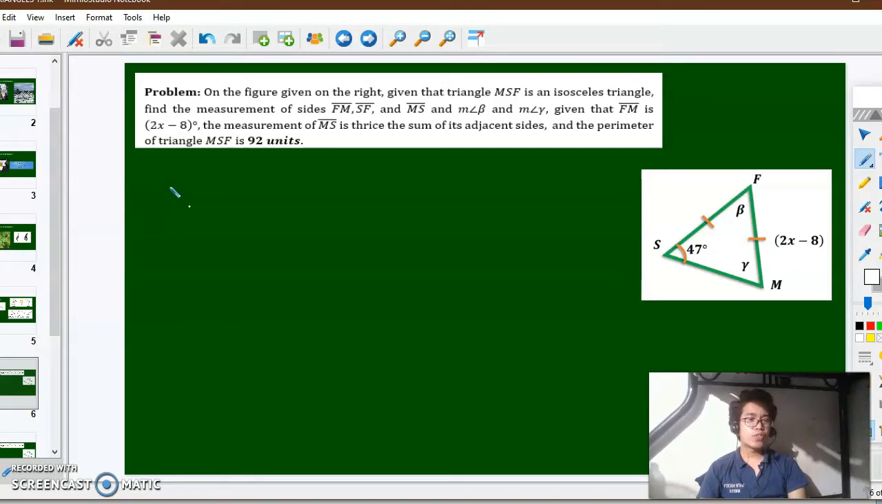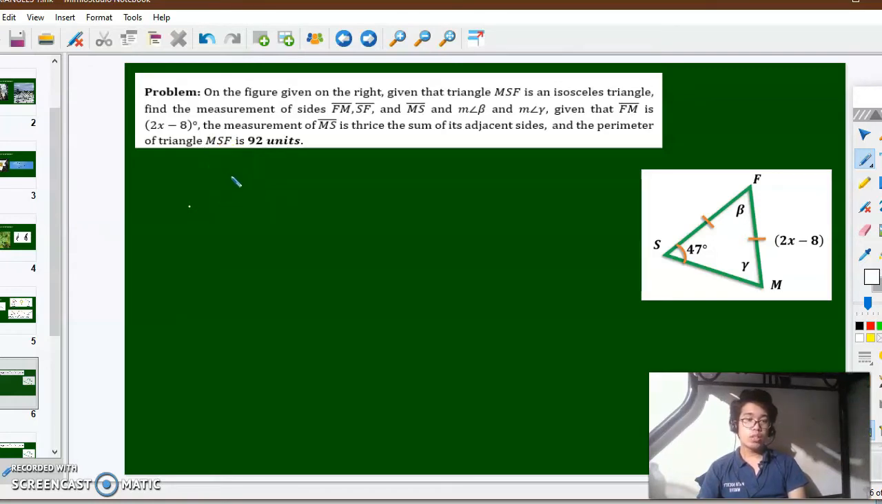So let's try to first solve for the perimeter because that's the difficult part. The angles here are quite easy to solve. So we can try the perimeter first, to get that off the bat. The perimeter is equal to 92. To get the perimeter of a triangle, we simply have to add the measurement of all of its sides. So that's side SF, side FM, and side MS.